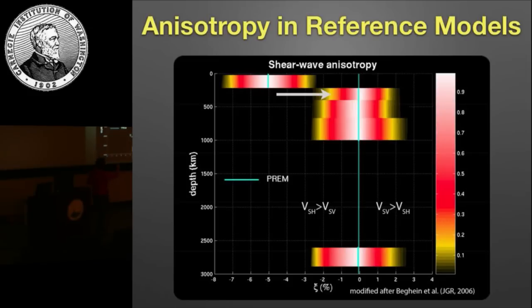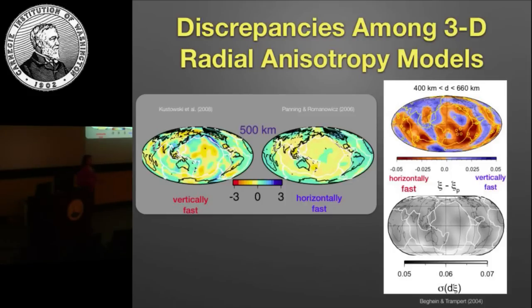So we see that in the transition zone, which is shown by the arrow, which is just this layer, the most likely value is a slight preference for vertically fast shear waves, but the uncertainty was very large. So radial anisotropy, even on average in one dimension, is really hard to constrain in the transition zone. It's also true in 3 dimensions.